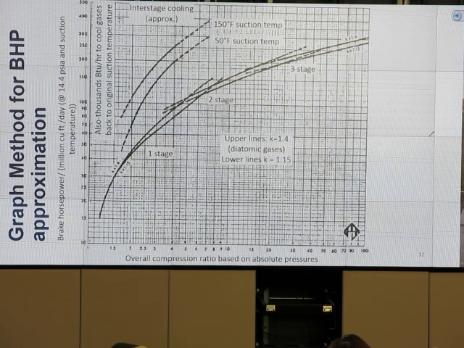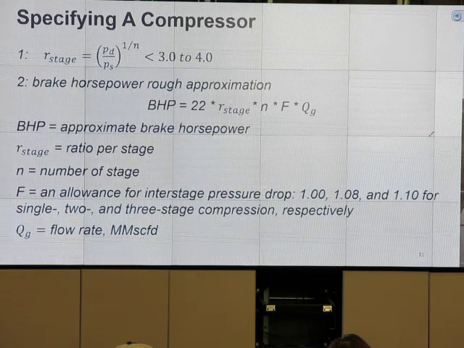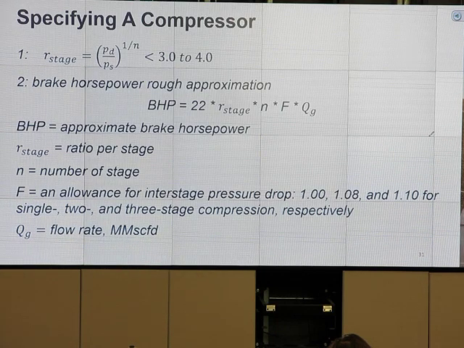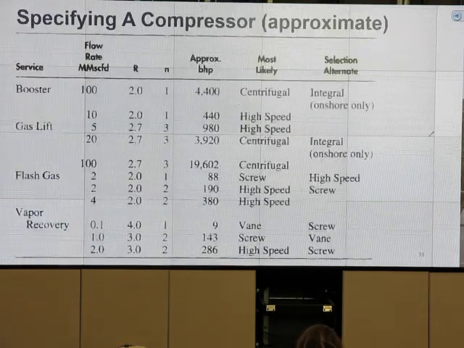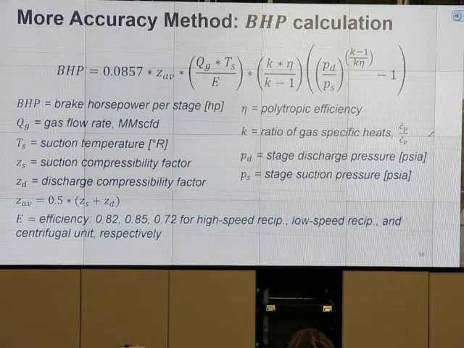More questions? The equation that you just showed for PHP doesn't take into account the efficiencies to get PHP, so it's really not PHP. I guess it's approximately a brake horsepower rough approximation. Okay, so you give me a brake horsepower rough approximation. I think later on I have the full brake horsepower calculation.